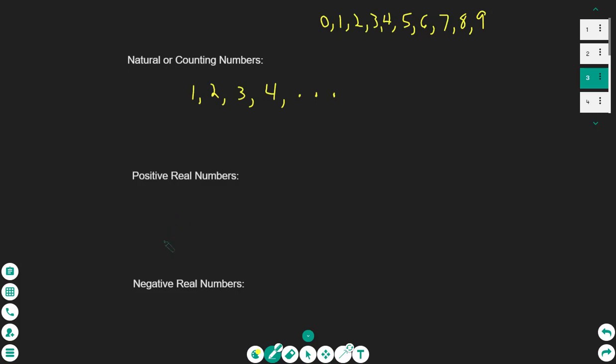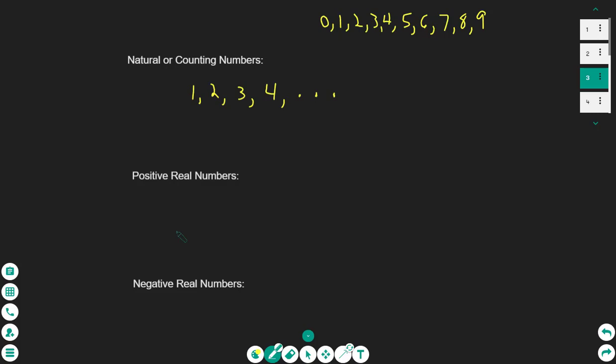Now let's move on to another set of numbers, the positive real numbers. Okay, there's also the negative real numbers. The positive and the negative are both 2 sides of the same coin. Okay, and that coin is the real numbers.